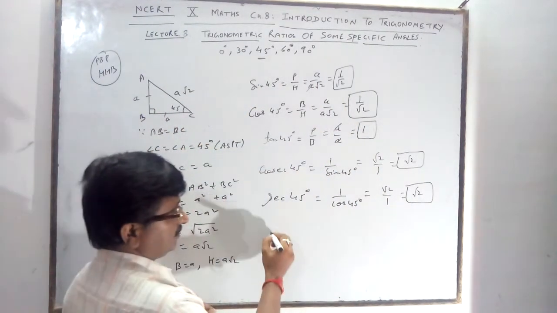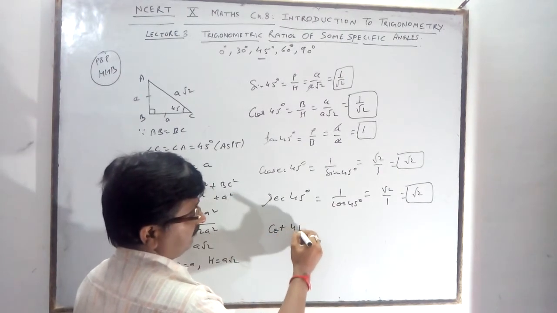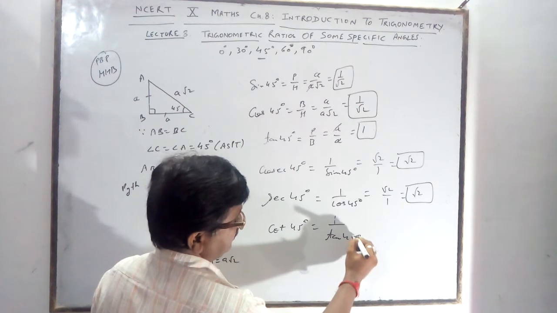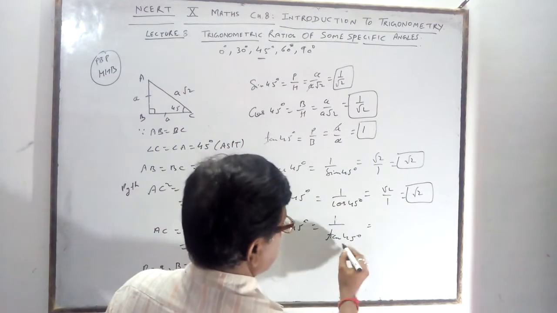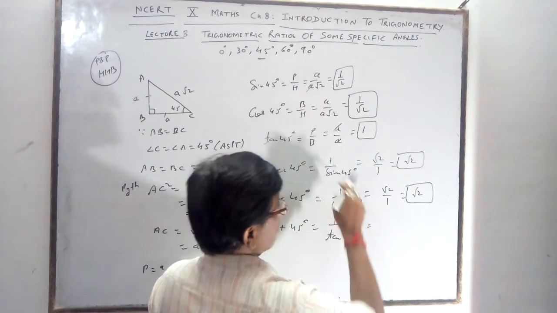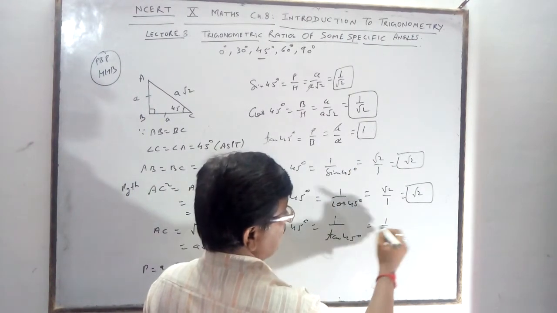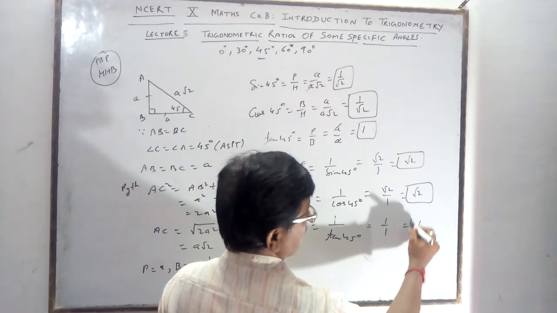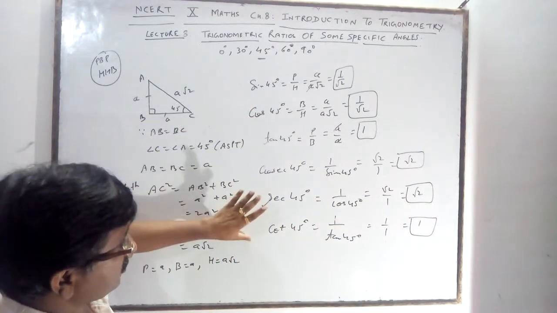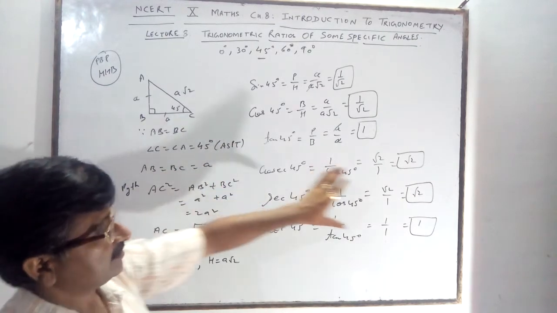The sixth one is what? Cot. Cot 45 degree is 1 upon tan 45 degree, and tan 45 is what? Reciprocal of tan 45 is 1 by 1, and this will give you 1. So both are the same. Sin cos same, tan cot same, cosec sec same.